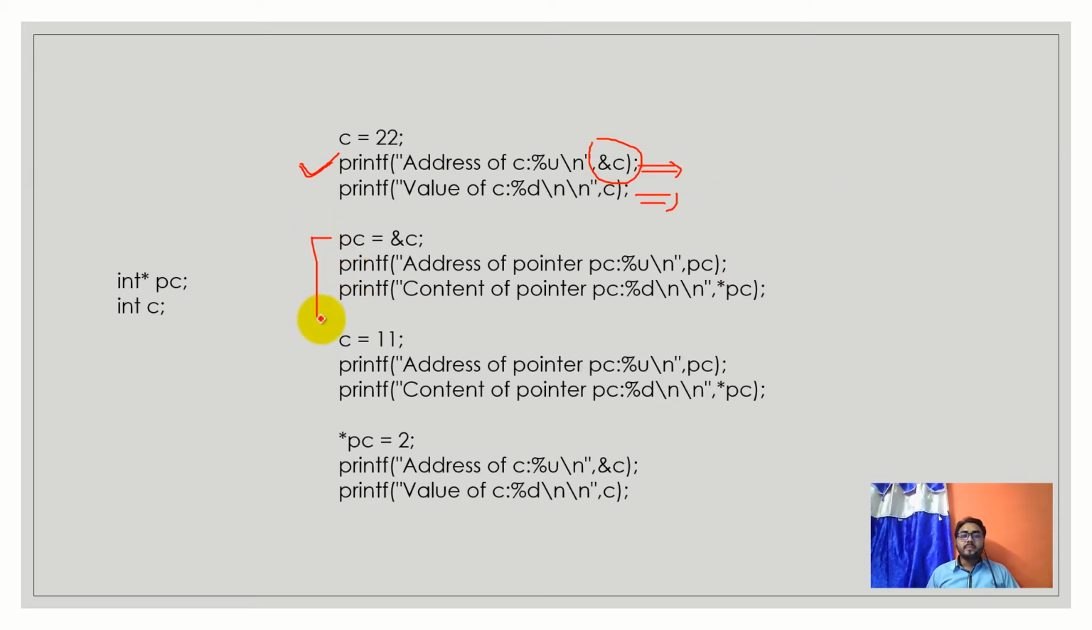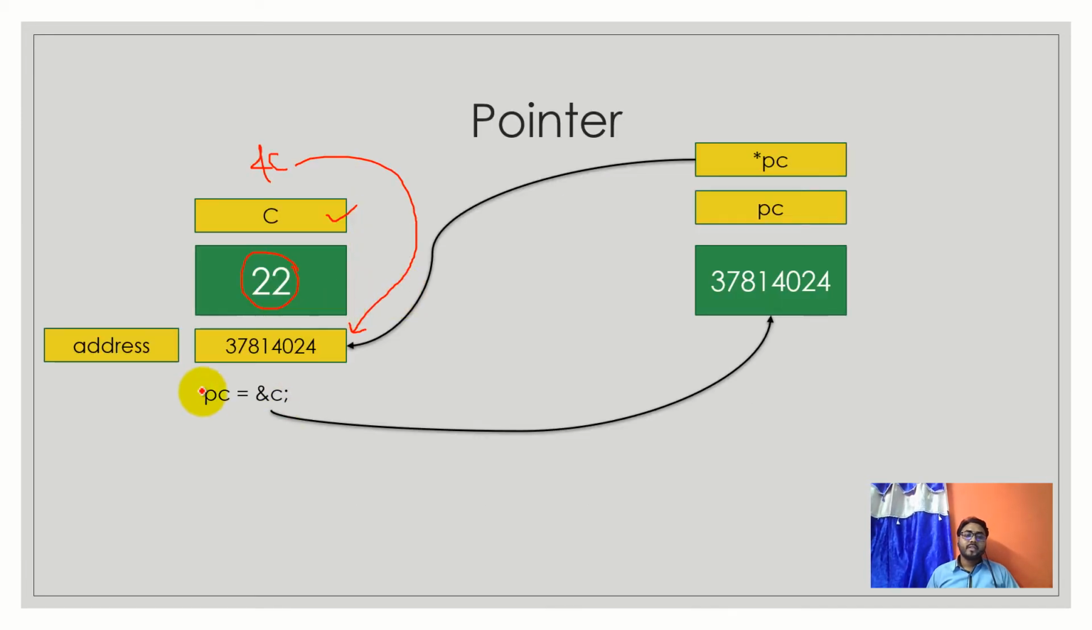So in this third statement, we are initializing pc equal to ampersand c. That means pc is a pointer variable and ampersand c is the address of the c variable. So the address of c will go to this variable. That means if we do that, and we have a pc variable, then this address will be stored in this variable.